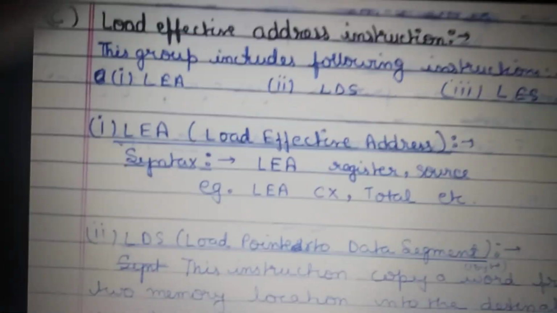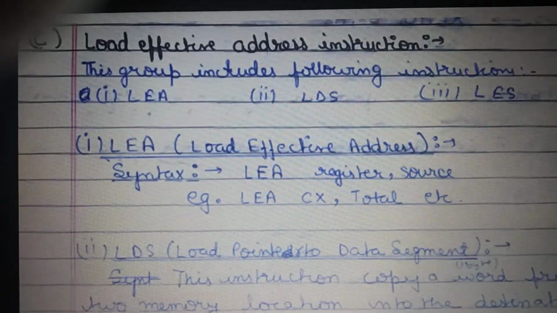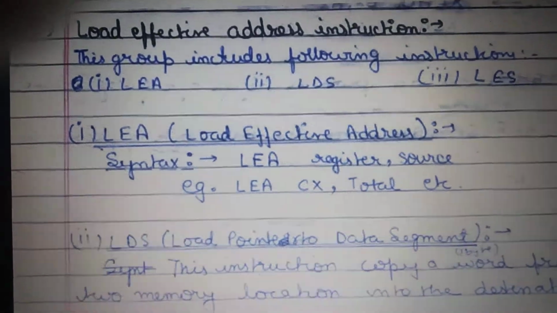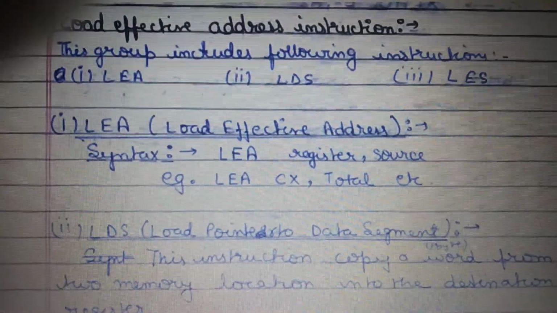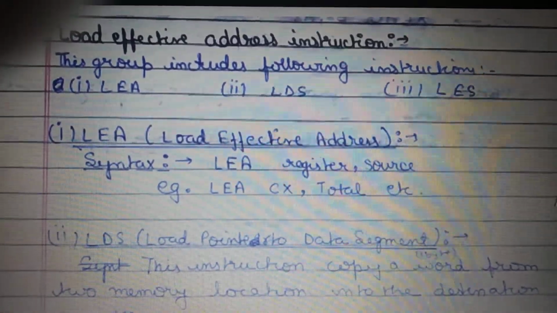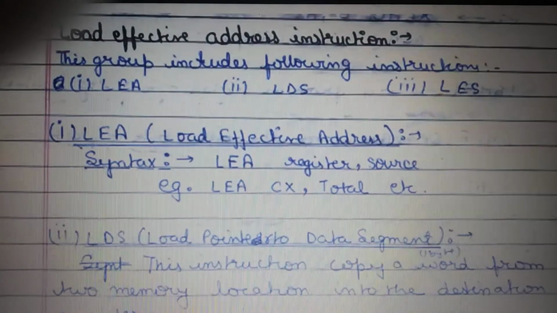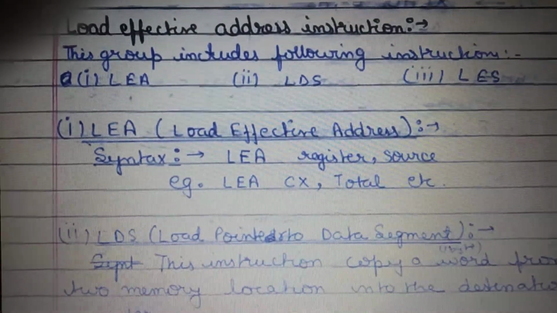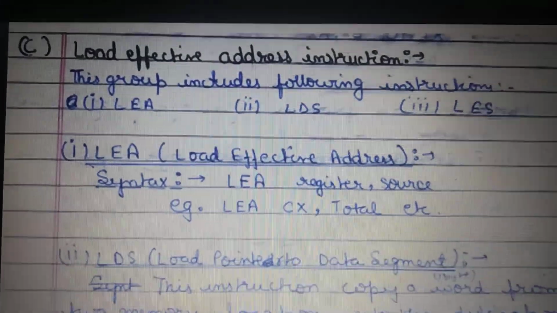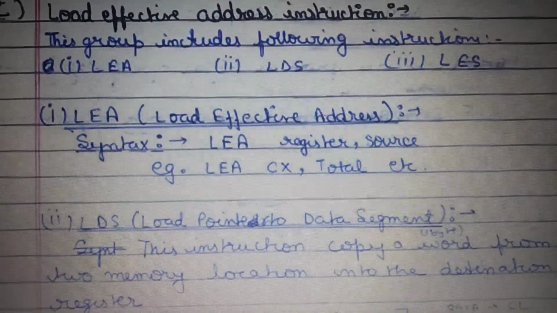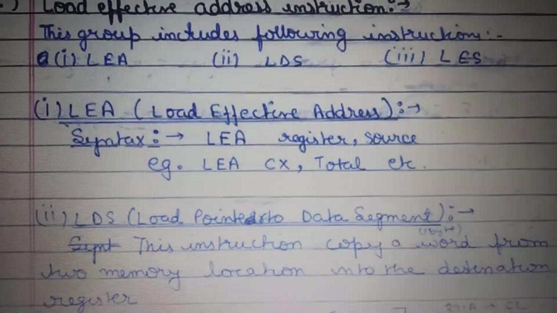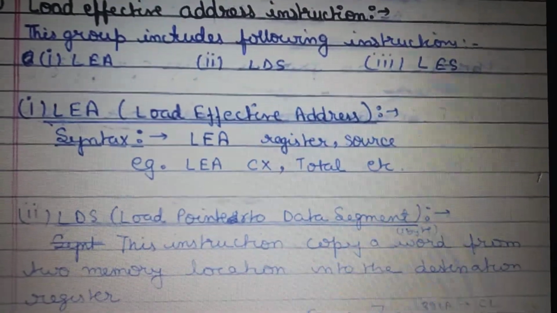Next we have to discuss another category of instruction. It is also a data transfer instruction, but here we use instructions for loading the address of the data. There are 3 instructions. First is load effective address, that is LEA. Second is LDS, load data segment, and third is LES, that is load extra segment.